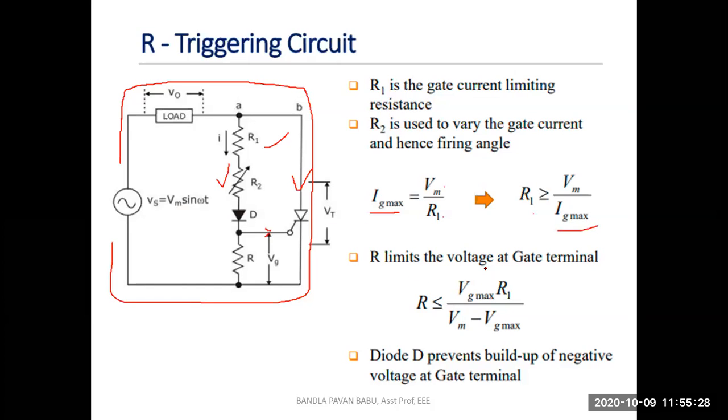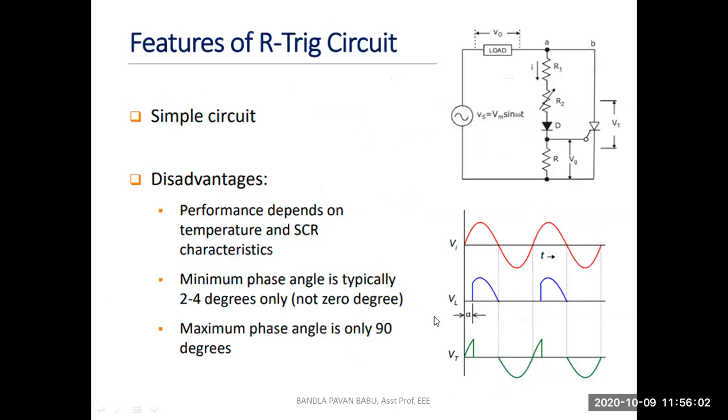R limits the voltage at the gate terminal. This is the gate terminal resistance, and the selection of R depends on R less than or equal to Vg max R1 by Vm minus Vg max. As mentioned, this diode is used to avoid the reversal of current. That means there may be a chance of reverse current flow, so this diode will prevent it. The diode prevents the buildup of negative voltage at the gate terminal.